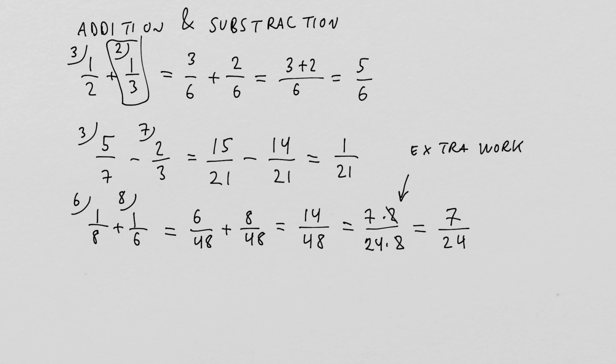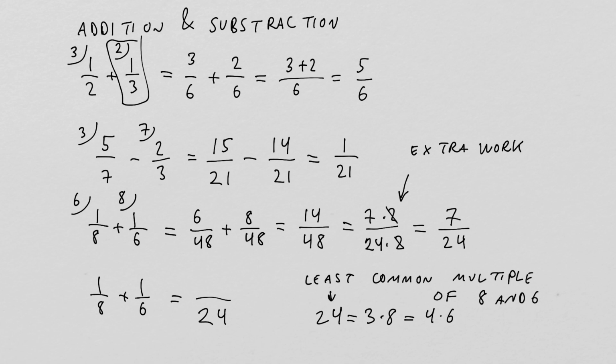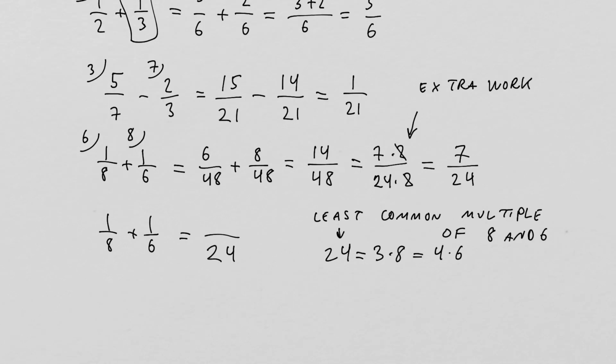Let's try another strategy. We can see that we can arrange a common denominator 24. 24 is 3 times 8, and it is also 4 times 6. So 24 is called the least common multiple of 8 and 6. So what to do? We need to multiply these by 3 and these by 4.